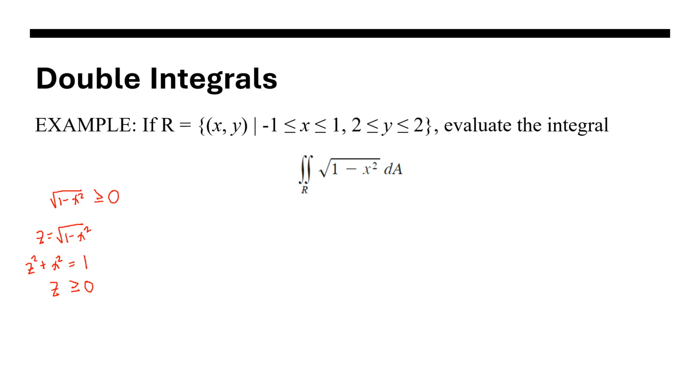Okay, so we have here a circle, above the y-axis, because z squared plus y squared is equal to 1. So it's above the y-axis. And then since we have here the square root of 1 minus x squared, we are only taking the positive side, so half of the cylinder.